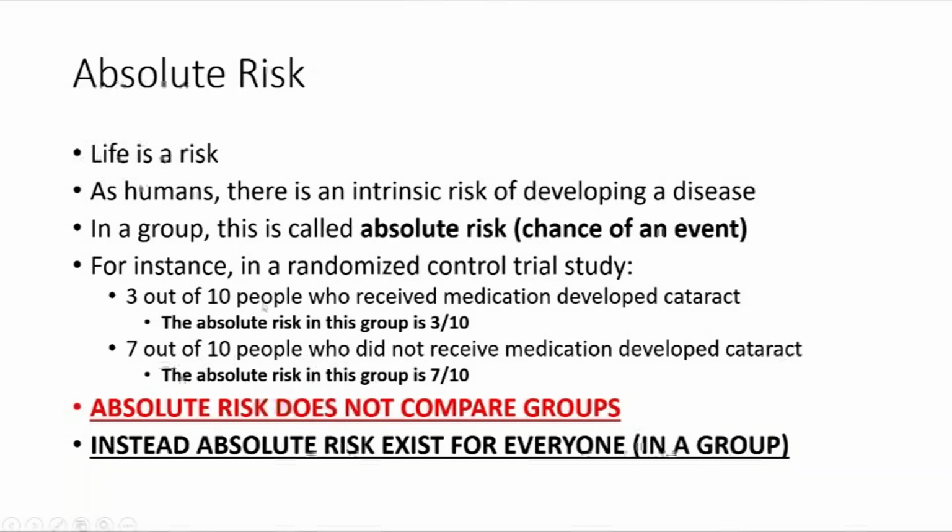Now, looking at the other group that received an intervention, let's say 3 out of 10 had the disease. So that number of people who came down with disease, 3, divided by the total number of people in the group, gives us the absolute risk in that group. It does not compare groups. You are not saying, hey, how is this one affected by the other one? No. It is just the absolute risk of one group, the absolute risk of another group. That's the risk of coming down with a disease.